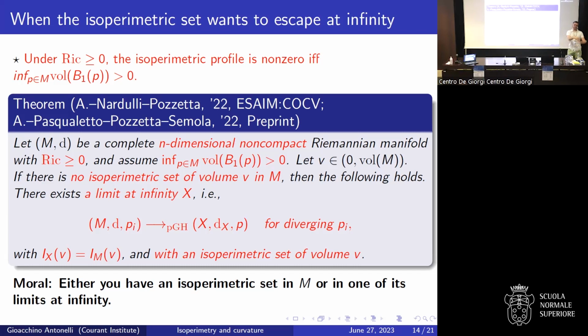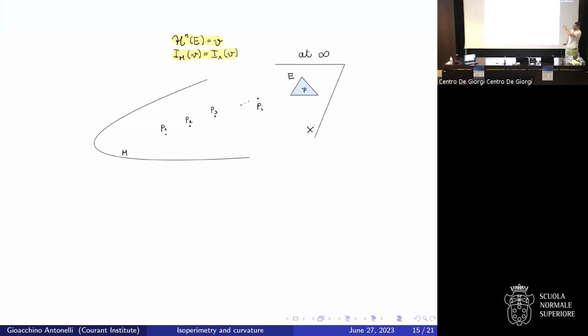If we have it on our manifold, we do the second variation, we are happy. Now we have it on a limit, and a limit might be non-smooth. In our examples, they are cones. Let me show you a picture. You have this non-negative Ricci curvature manifold, and what happens if you don't have isoperimetric sets is that you find a limit at infinity, which might be non-smooth, and an isoperimetric set, which might be non-smooth as well, that has volume V, and the two isoperimetric profiles coincide at volume V.